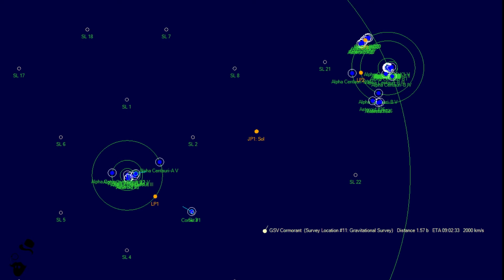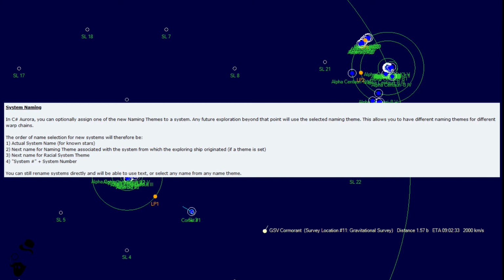So, first up, system naming. In C# Aurora, you can optionally assign one of the new naming themes to a system. We talked about those in day 1, I believe. Any future exploration beyond that point will use the selected naming theme. This allows you to have different naming themes for different warp chains.